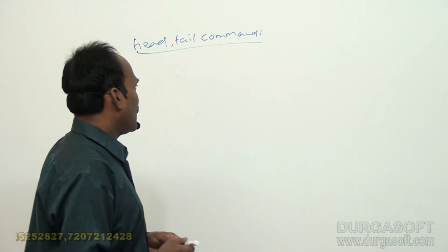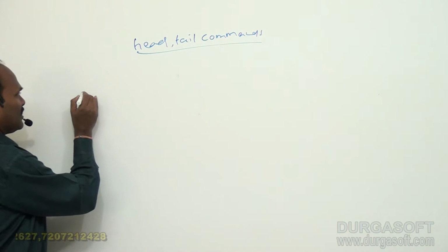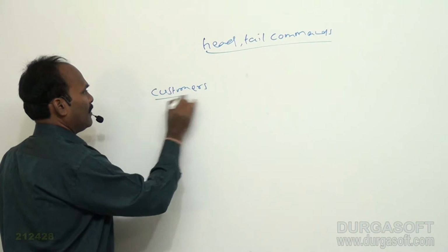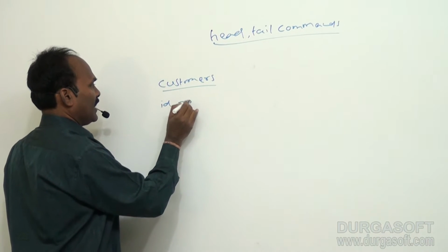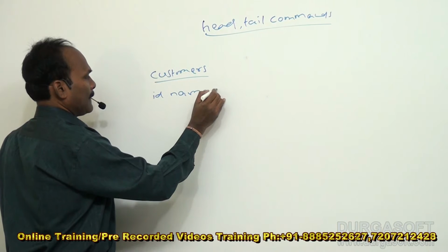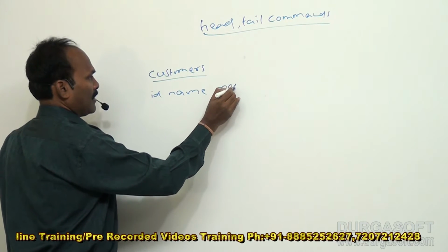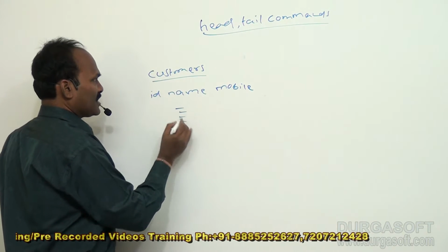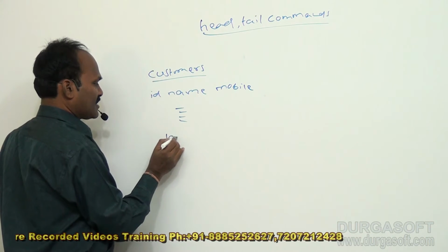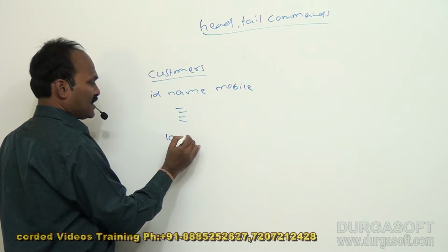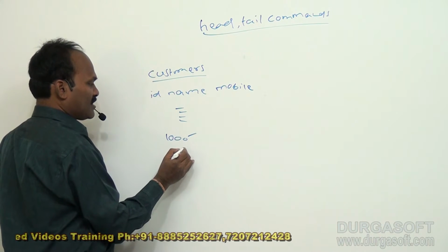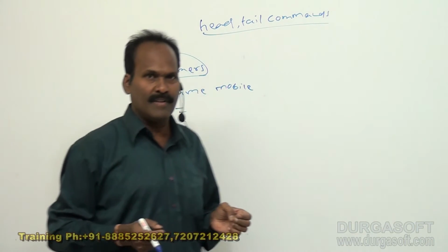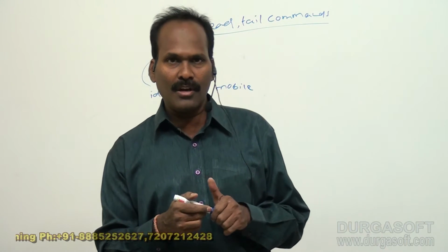Suppose I have a file called customers. In the customers table, I have some fields like ID, name, mobile number, some information. Just imagine this customers file contains some 1000 records. In the case of 1000 records, when you run the cat customers command, what happens? Continuous scrolling is displayed.